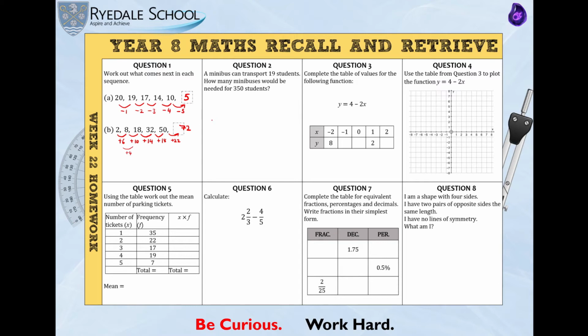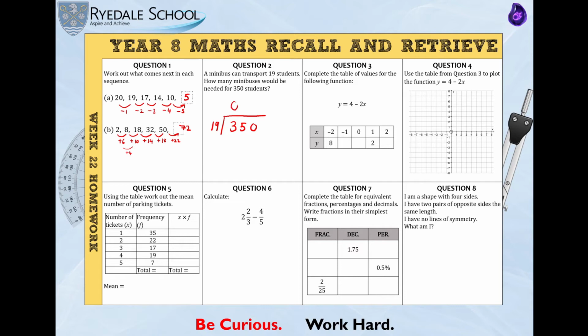Question number 2 says a minibus can transport 19 students. How many minibuses would be needed for 350 students? There's various ways you can do this question, but the question is asking us to do some sort of division. So I'm just going to do this as a formal division. You could write your 19 times table down the side to help you out. I'm going to see if I don't need that. I'll write it out if I do need it.